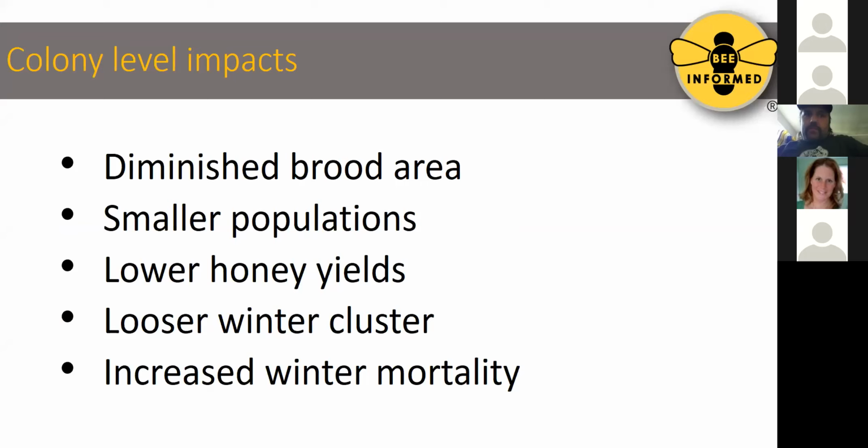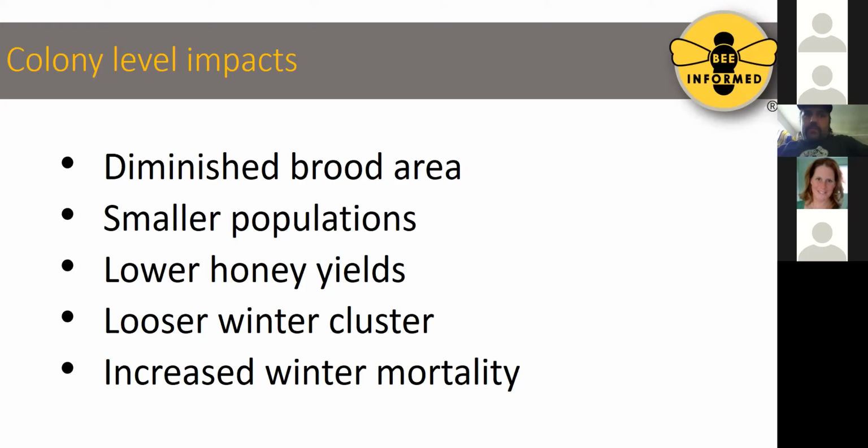You see diminished brood area, the population's smaller than it should be. They don't grow. The honey yields are not going to be there, even if it's there in the environment for them, and they're just not able to go out and gather it and put on that surplus weight.